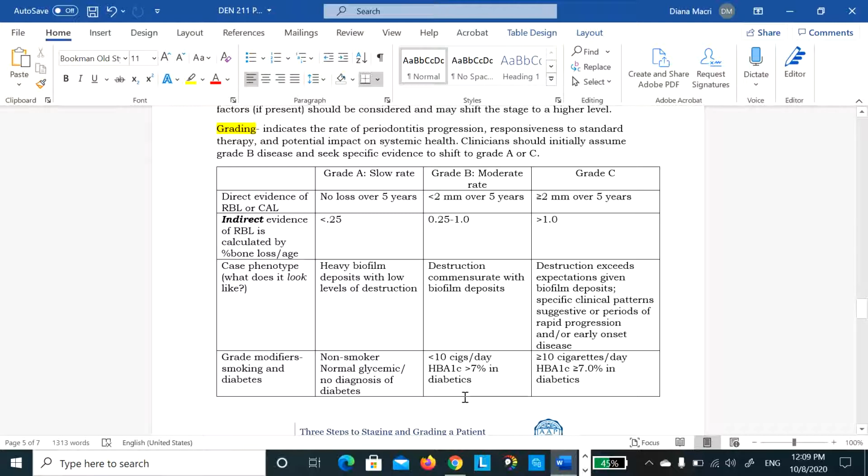So if your patient smokes or if your patient has uncontrolled diabetes, you're going to bump that patient up in a category because the grade A people are non-smokers and they have normal glycemic control. However, if you have a smoker that smokes less than 10 cigarettes a day, they are a grade B. If you have a diabetic that has a HbA1c greater than 7, they are a grade B. And then grade C folks are those that are smoking more than or equal to 10 cigarettes a day, and also for those whose HbA1c is greater than 7.